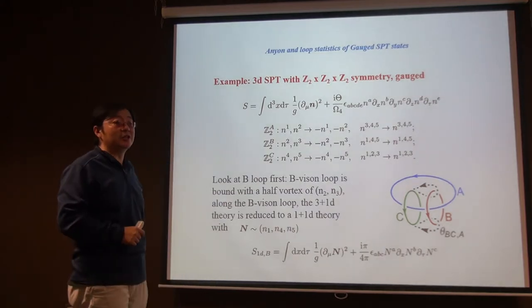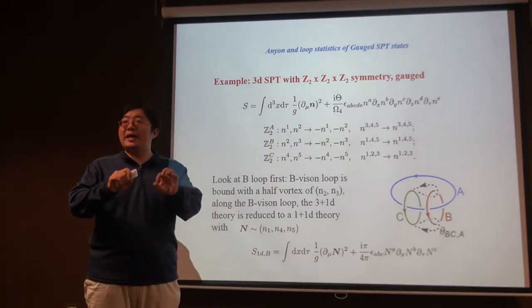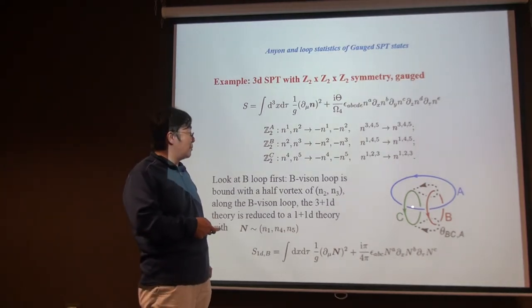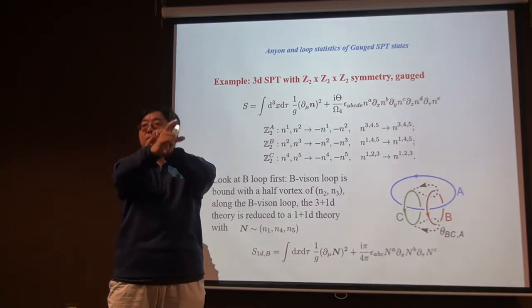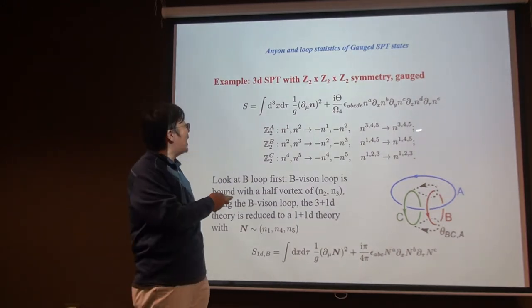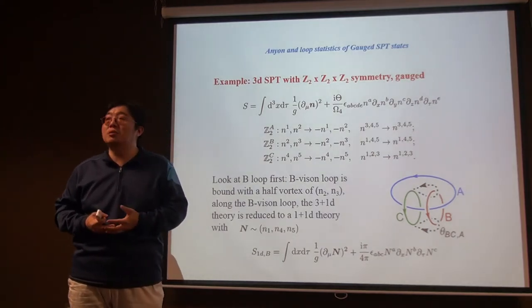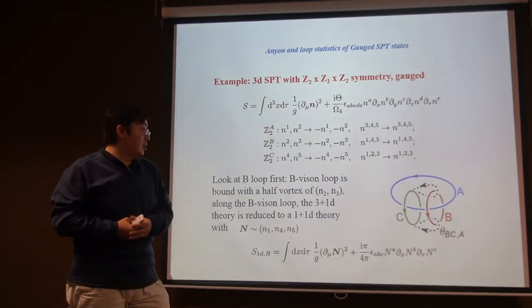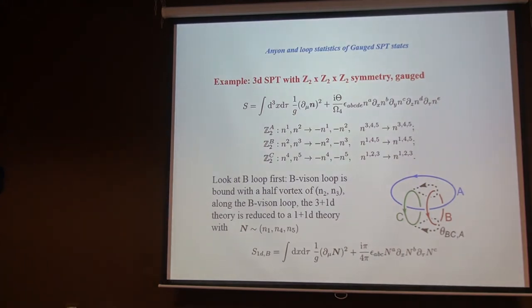So now I want to consider a process where I take the A loop as a base loop, and B and C loops that both link to the A loop, and then they do this kind of three-loop braiding. I try to use this action to calculate what kind of Berry phase I would accumulate during this process. Okay, it's not a very easy task, but let me try to explain.